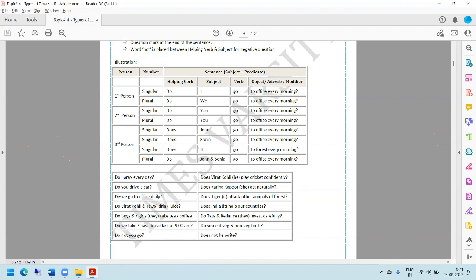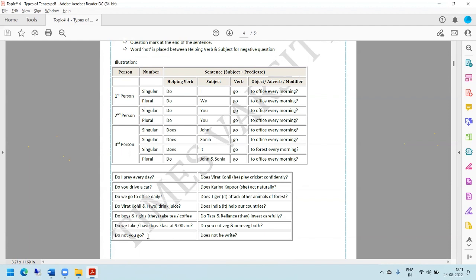Right. Similarly, do we go to office daily? Do Virat and I drink juice? Do boys and girls take tea or coffee? Do we take or have breakfast at 9 a.m.?